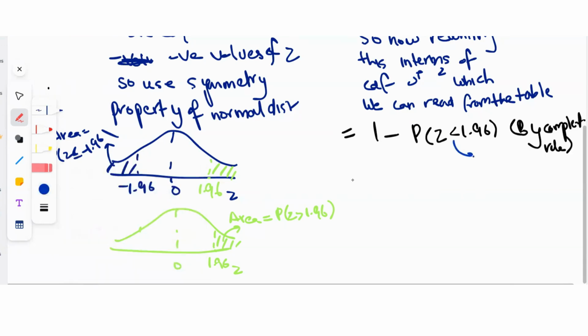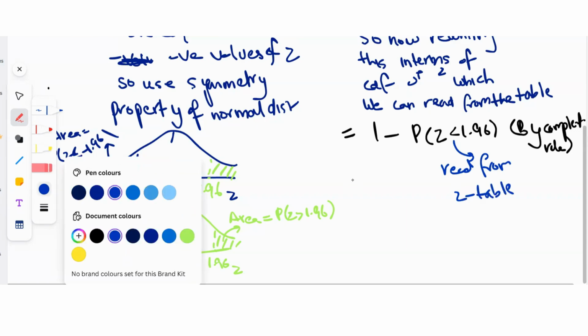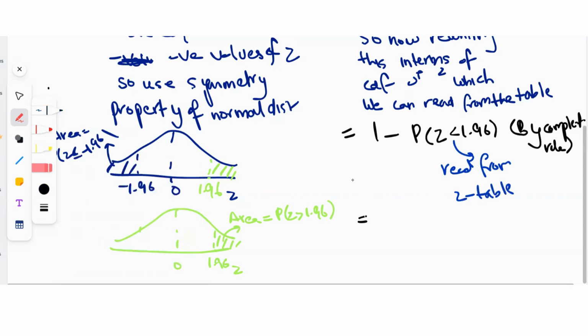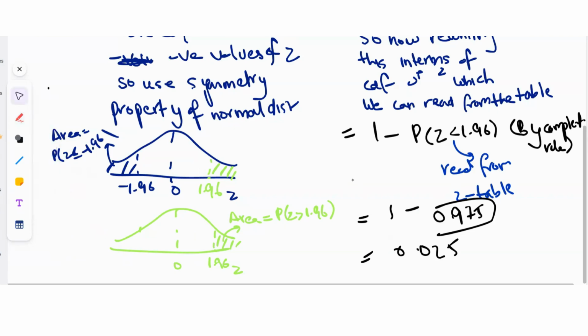So now read from the Z table. Because this is now in the form of a CDF for positive value Z, the table has this. And this we just found in the earlier part, so we can just take that from there. So this is 1 minus 0.975, the probability we found in part 1. So this just turns out to be 0.05. Finally, it's in a form that can be read from the table, because it's a CDF value for a positive value.